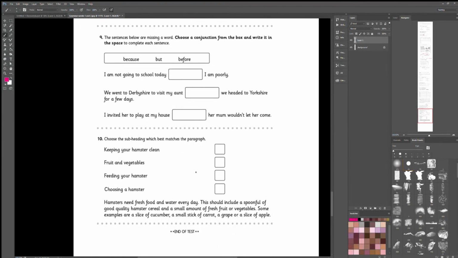And the final exercise. Choose the subheading which best matches the paragraph. Here's our paragraph, and one of these subheadings should fit. It's either keeping your hamster clean, fruit and vegetables, feeding your hamster, or choosing a hamster. Please read this and then decide which of these subheadings fits. Only one of them fits.